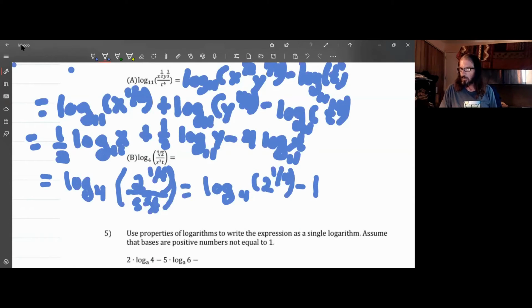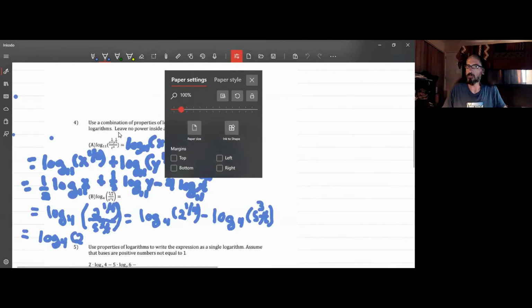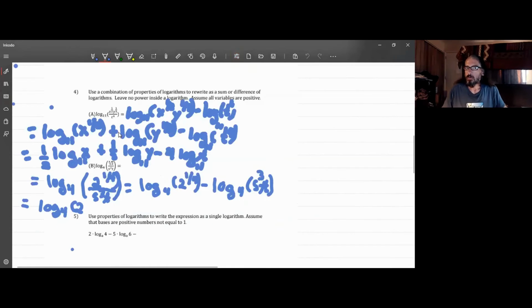So the thing to be careful about here is that when we split up that multiplication, that whole thing was being subtracted. So the log of 2 to the 1/4 in base 4 minus, well, there's going to be parentheses around this whole thing, the log of s cubed base 4 plus the log of t in base 4.